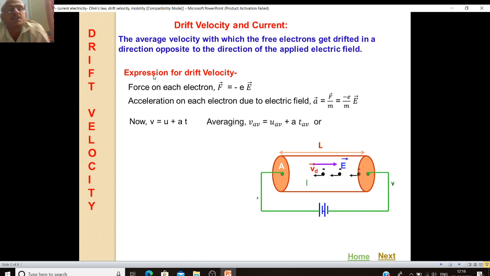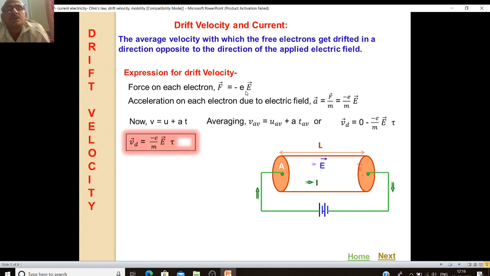Now how do we find its expression? Due to this electric field, force on each electron F equals minus eE. e is the charge of the electron and E is the applied field. Here the negative sign is for the direction of the force. Due to this force, each electron will experience an acceleration, and that value will be F by m. So acceleration equals minus eE by m.